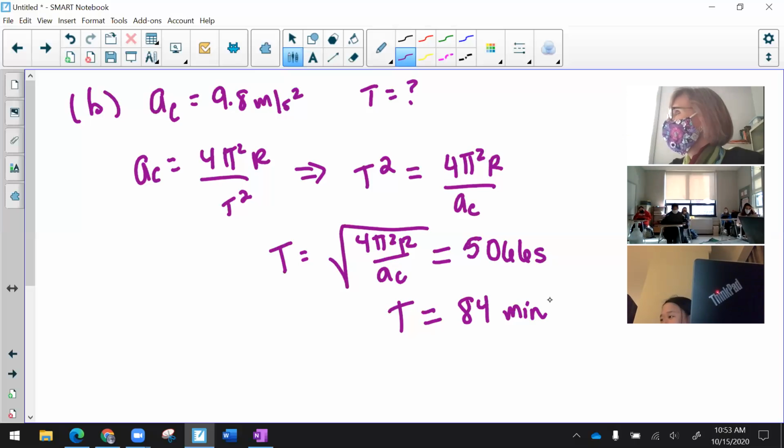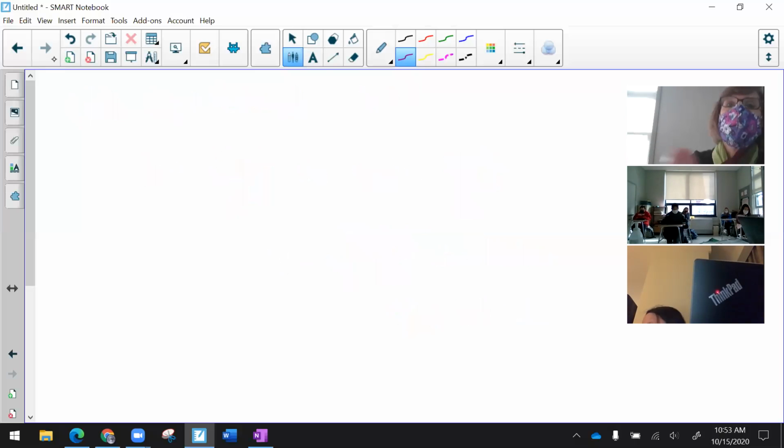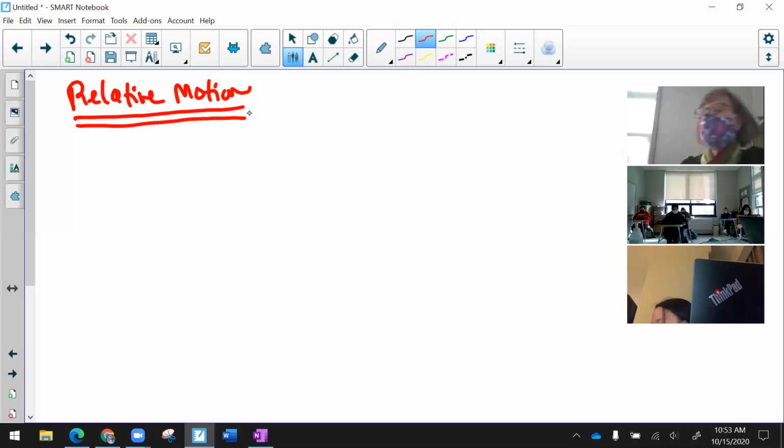All right, so this is the end of uniform circular motion. This is one of those things that we will come back to. We're going to use it in chapters 5 and 6, probably 6, when we talk about friction and rounding a curve. So the next thing I want to talk about is relative motion. We'll start by talking about it in one dimension, but you'll see that we'll be able to talk about it in two.